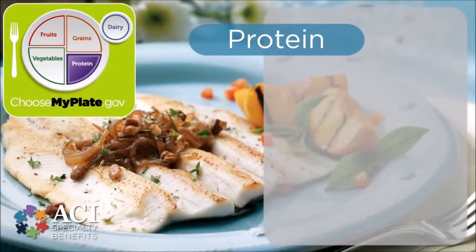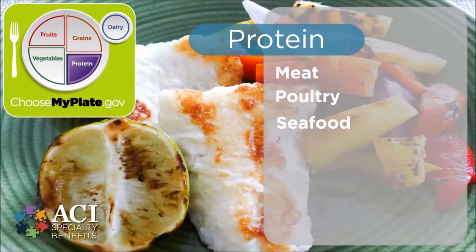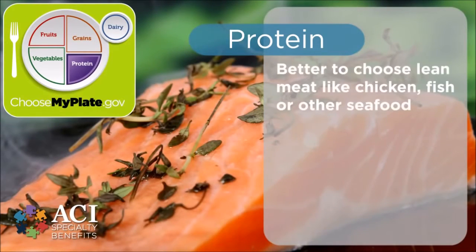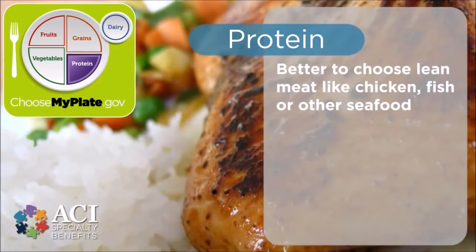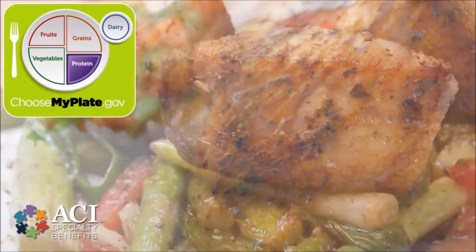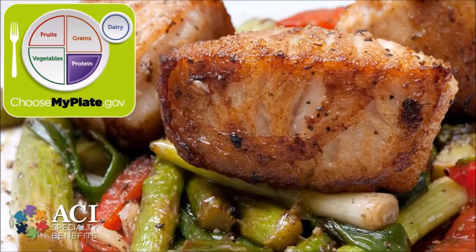Protein foods will account for the rest of the plate. This includes anything made from meat, poultry, seafood, beans, eggs, processed soy products, nuts, and seeds. From this group, it's better to choose lean or low-fat choices like chicken, fish, and other seafood to ensure minimal intake of cholesterol and saturated fat that often leads to later health issues.